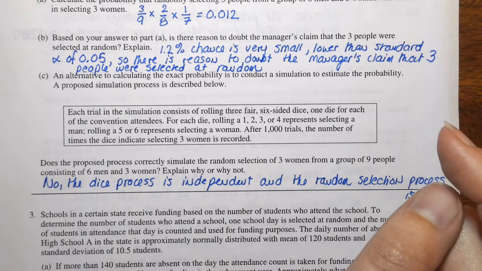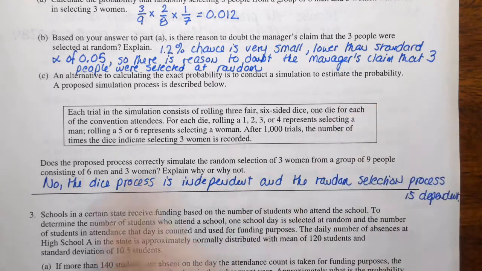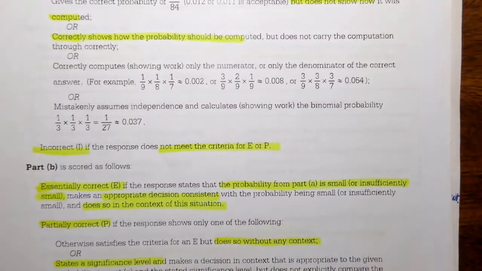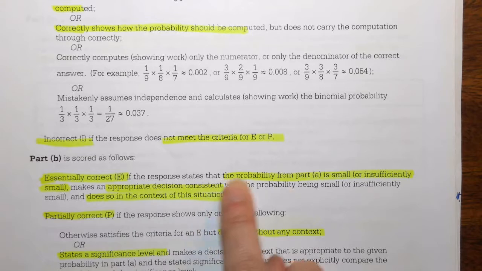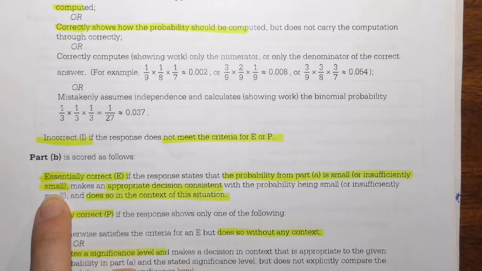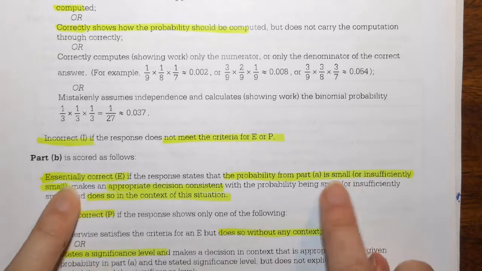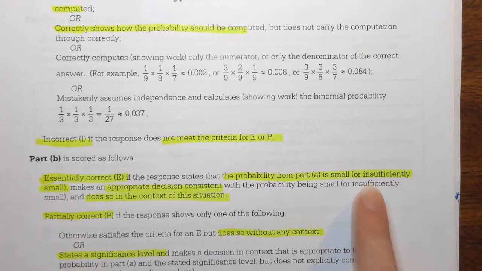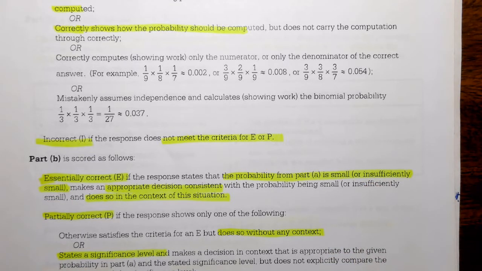Okay, so you're going to have a couple of things here. First, you get an E if you state that the probability is small or insufficiently small. So what that means is like lower than 0.05, or you don't even have to say that. You don't have to compare it to a p-value. You can just say it's really tiny, it's really small. You're going to have to say something about its size though.